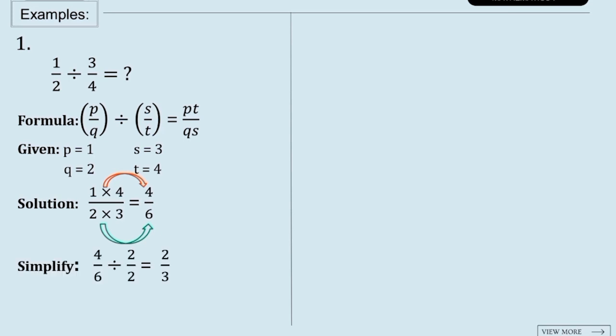Then simplify 4 over 6 by dividing both sides by 2. So 4 divided by 2 is equals to 2 and 6 divided by 2 is equals to 3. Therefore, 1/2 divided by 3/4 is equals to 4 over 6 or 2/3. We have example number 2.